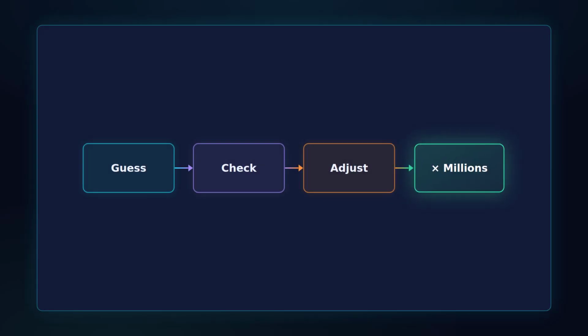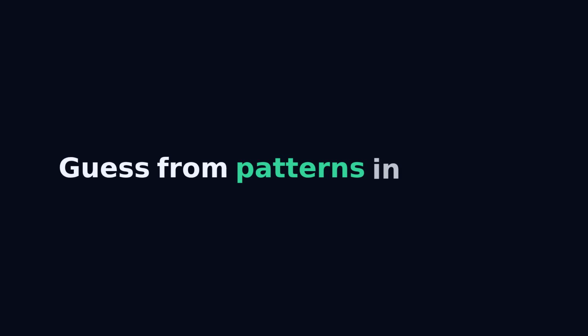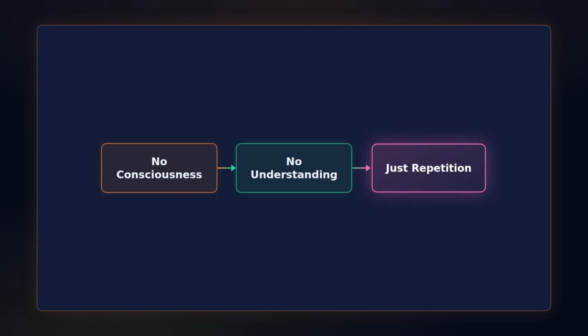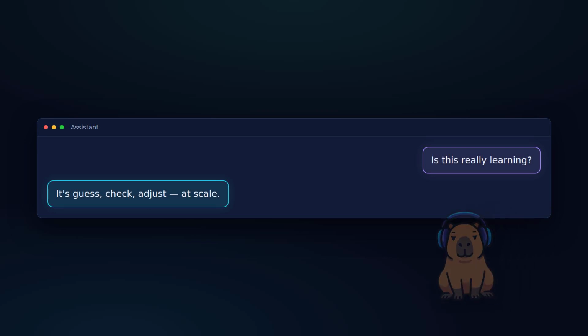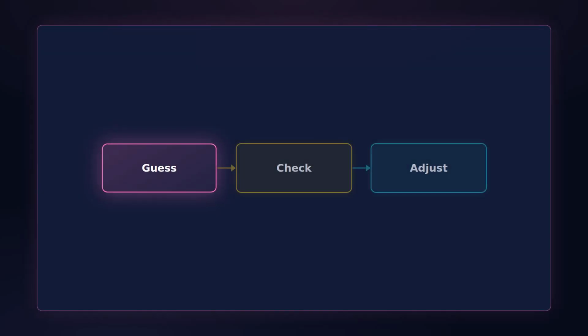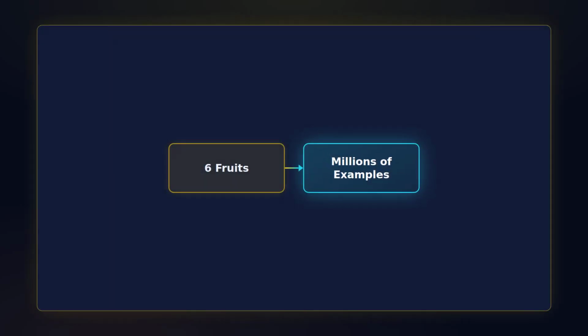It's this loop, running at scale. Guess from patterns in old data. Check against real answers. Adjust the rule. No consciousness required. No understanding required. Just repetition, done fast. Is it really learning, or just fitting a curve to old examples? Call it whatever you want. The mechanics are guess, check, adjust. Your 6 fruits were the whole dataset.